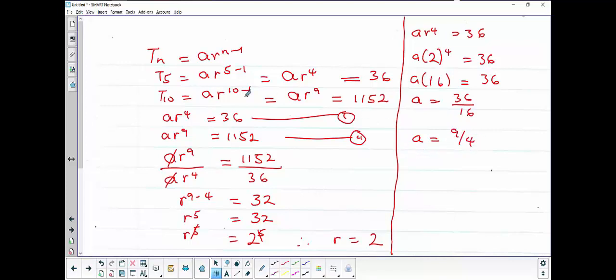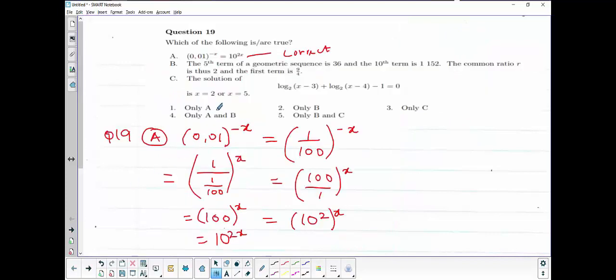That is the a. Let us go back to the question and ascertain if, okay, we have been given our common ratio is 2, we got 2 as well, and our first term is 9 over 4, we also got the same answer. Automatically this statement is correct.